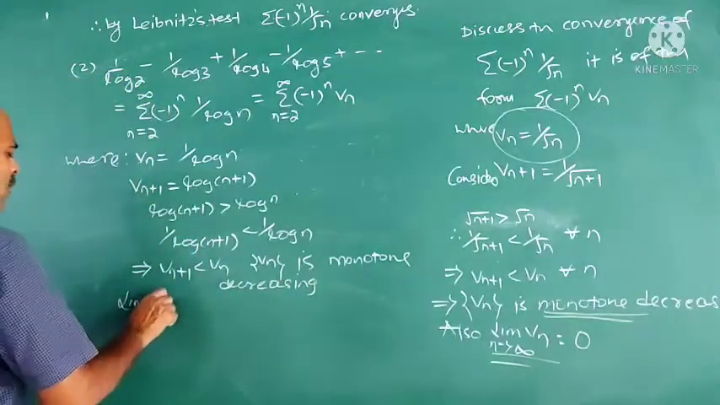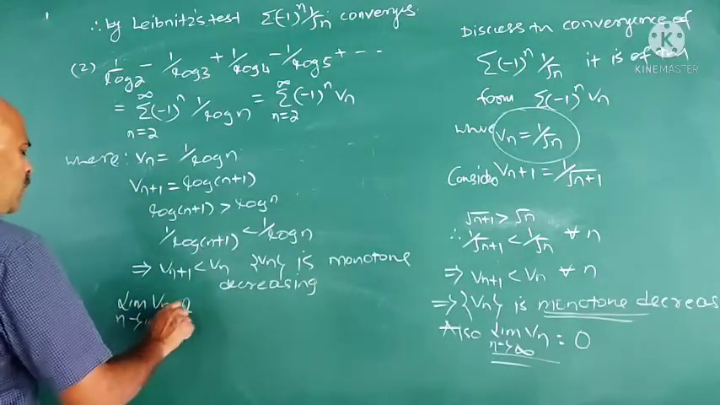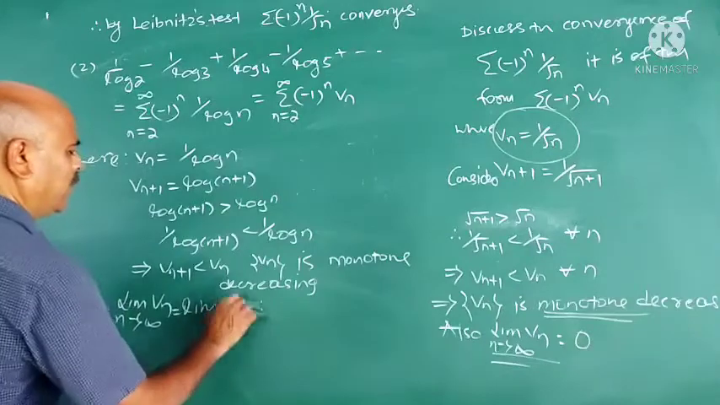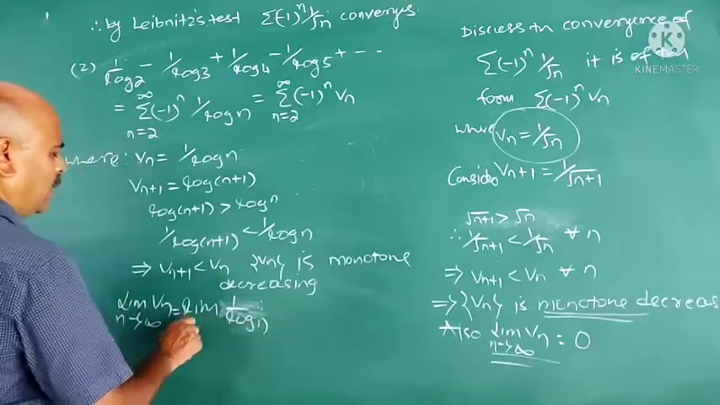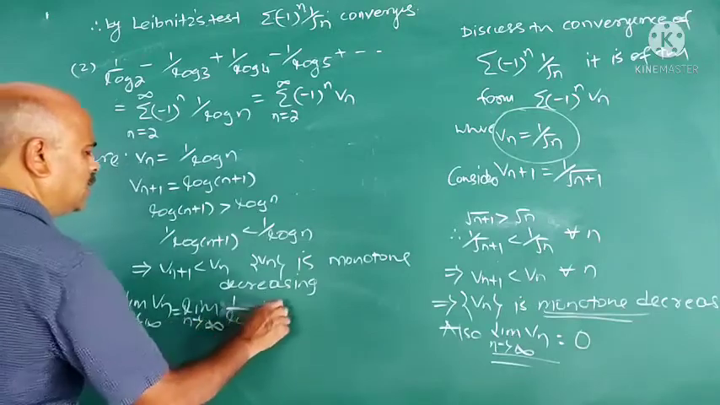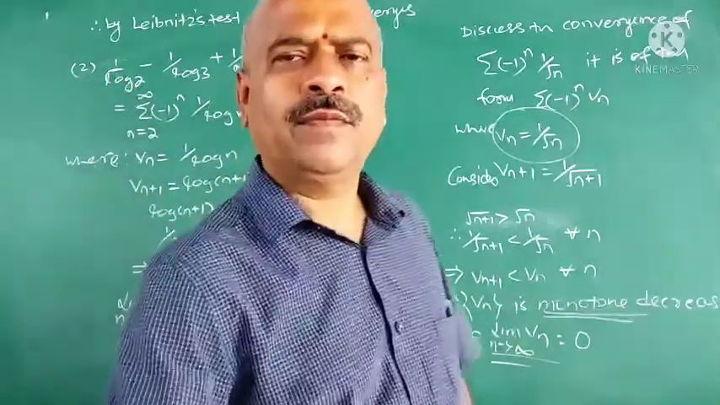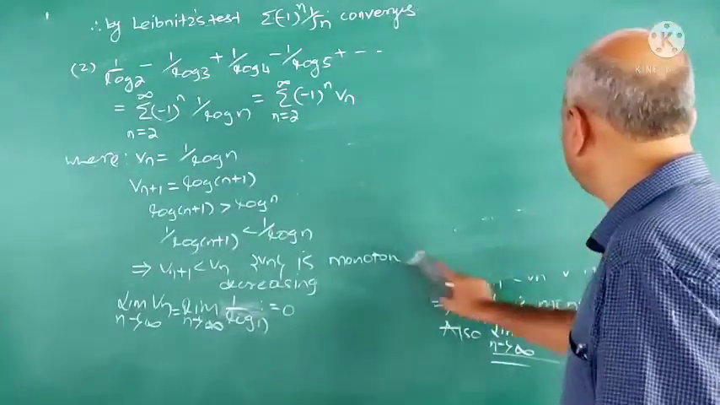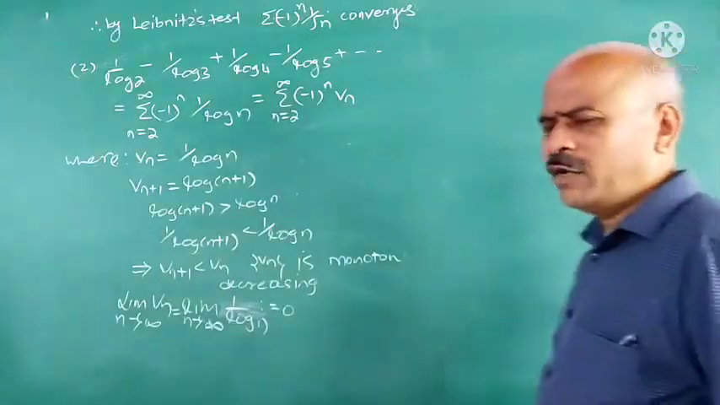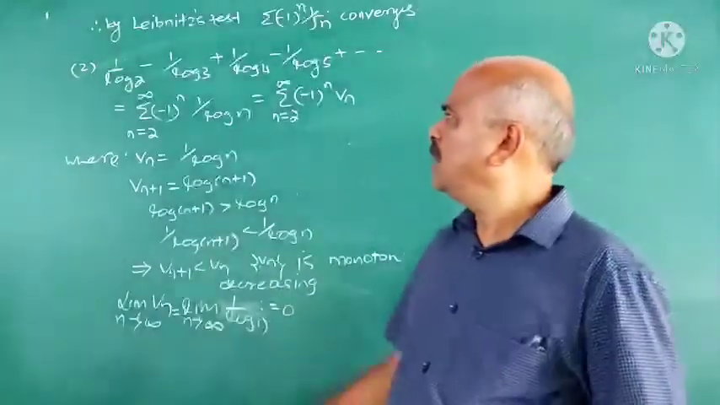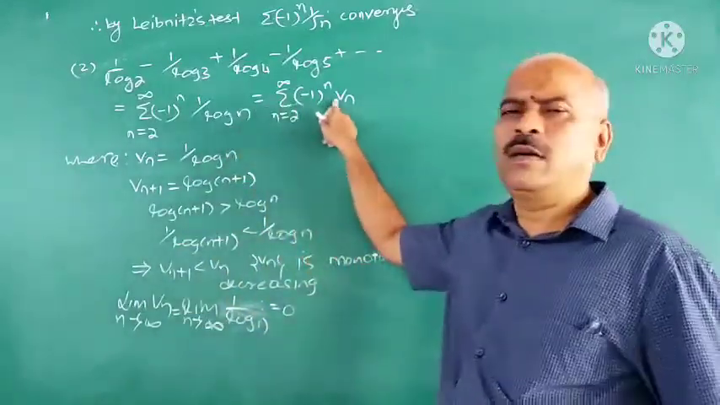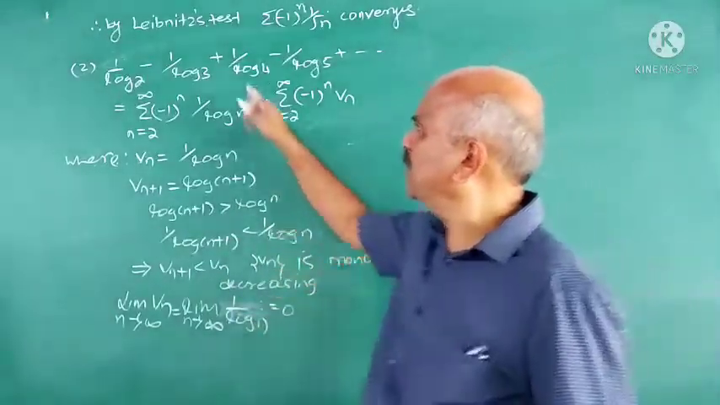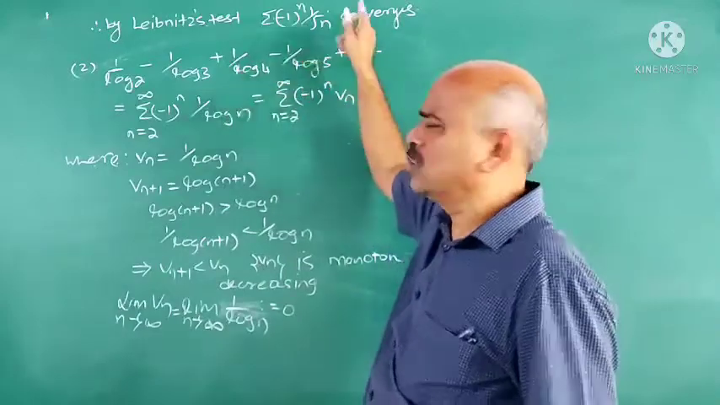Also limit Vn as n tends to infinity is limit 1 upon log n as n tends to infinity, which is 0, because log infinity is infinity and 1 upon infinity is 0. So the conditions of Leibniz test are satisfied here. What are the conditions of Leibniz test? Vn must be monotone decreasing, limit Vn must be 0. Both the conditions are satisfied. Hence by Leibniz test, this given series also converges.